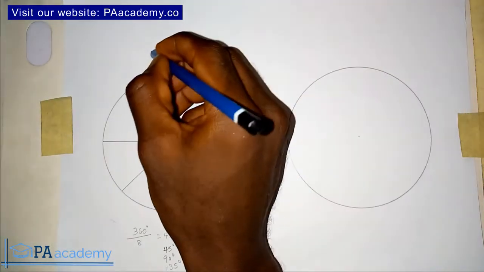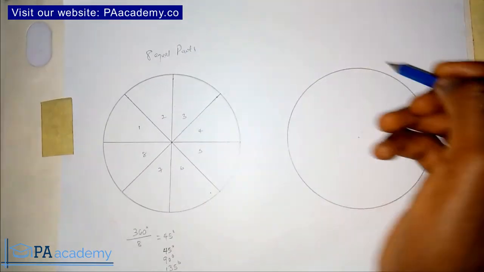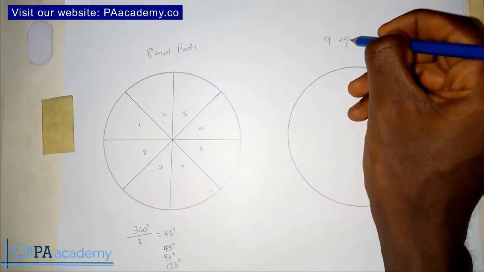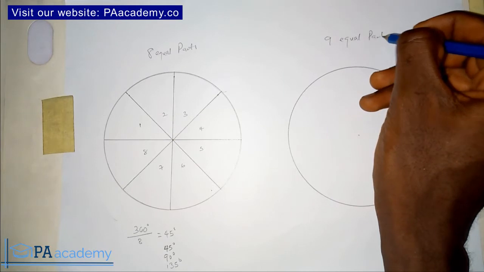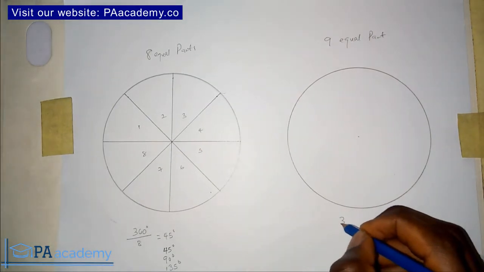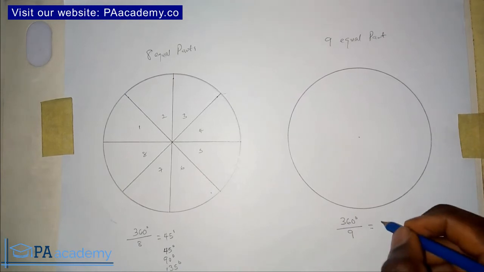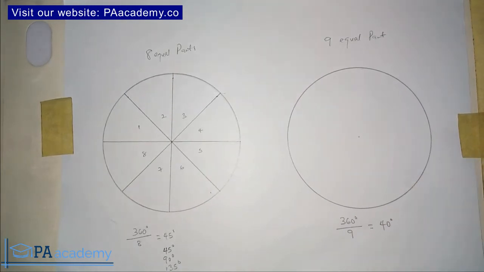So this is 8 equal parts. Now let's divide this into 9 equal parts. In dividing this into 9 equal parts, we are going to have 360 degrees divided by 9, and that would give us 40 degrees. So that means a 40 degrees interval.